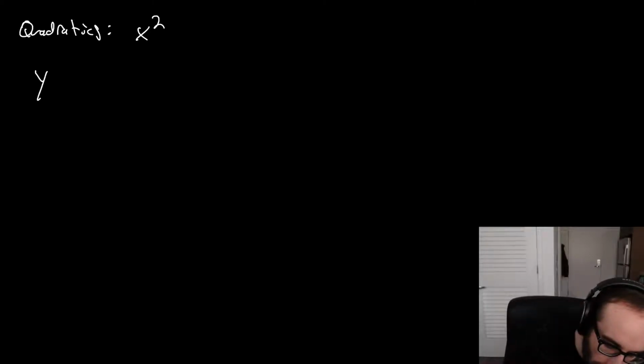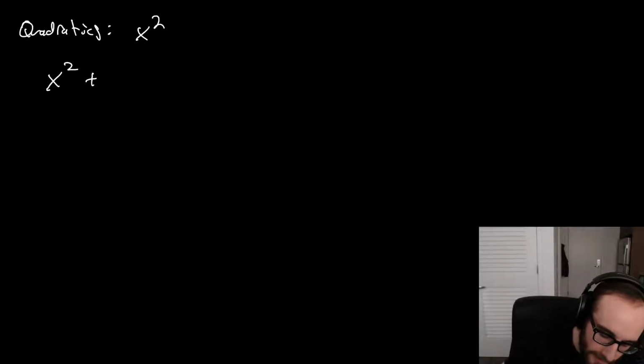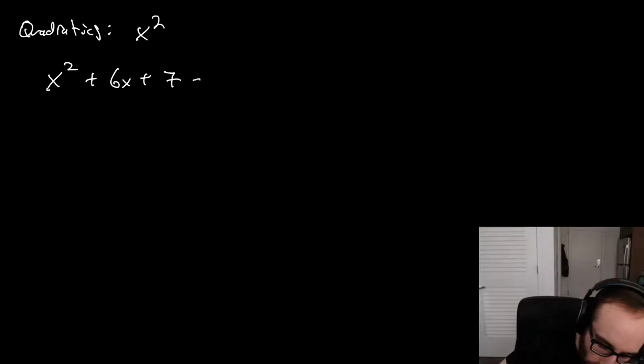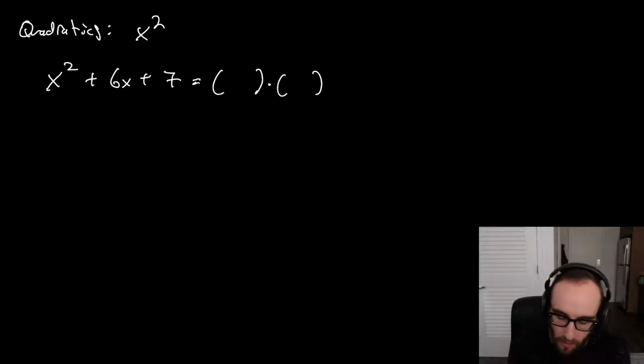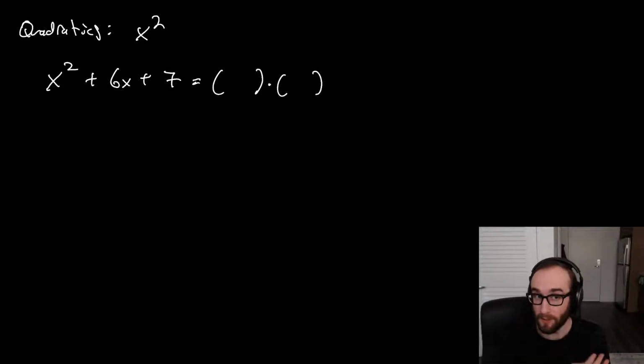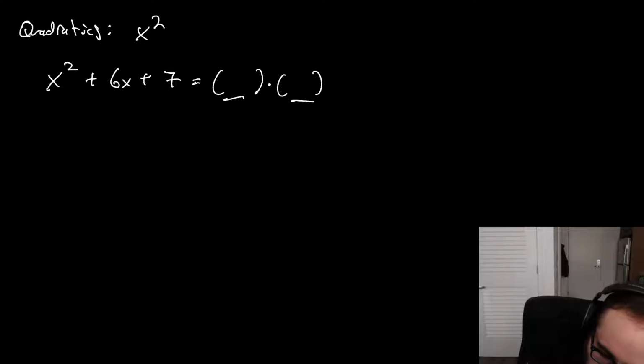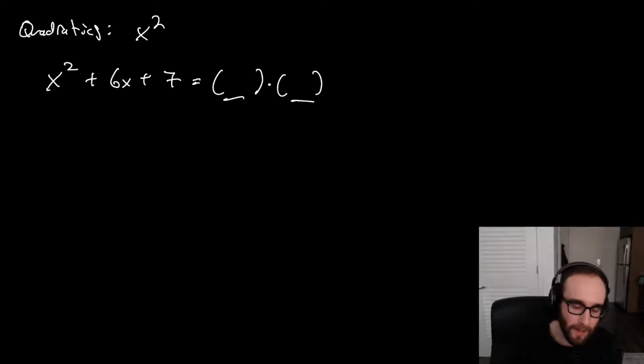For example, we might have x squared plus 6x plus 7. Here, x squared plus 6x plus 7, and we're going to try and rewrite that as the product of two factors. So we want to rewrite this as a multiplication expression. Our goal is to find what we can put in these parentheses in order to end up with x squared plus 6x plus 7.